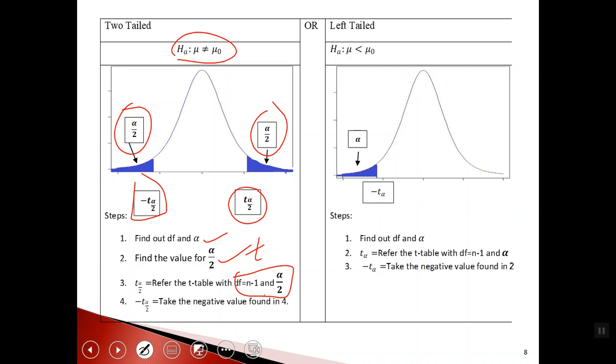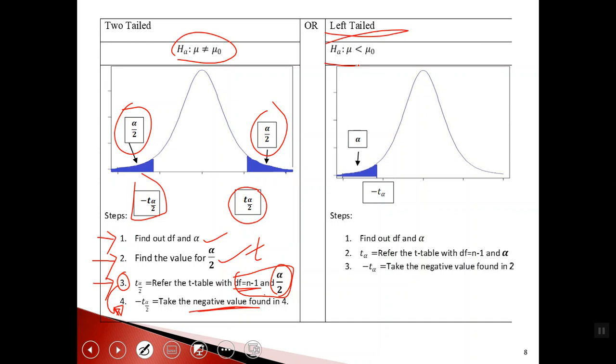Let me go through this again. First find the alpha value and degree of freedom. Then find alpha over 2, which means alpha divided by 2. Now you can find t alpha over 2, because you know the degree of freedom and alpha over 2. Go to the t table and find t alpha over 2. Negative t alpha over 2 means the value you got in the third step with the sign changed to negative, that's it. Same as the Z test.